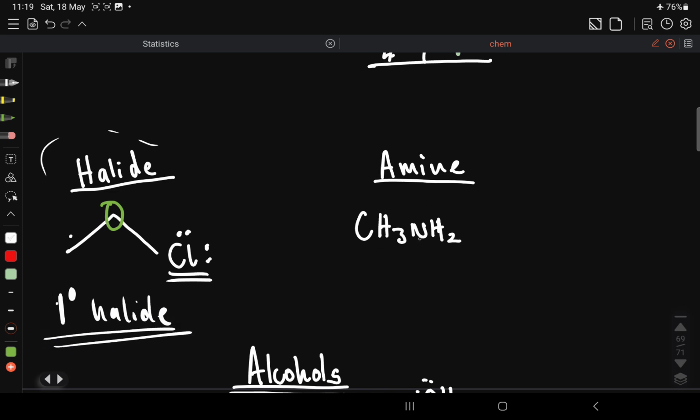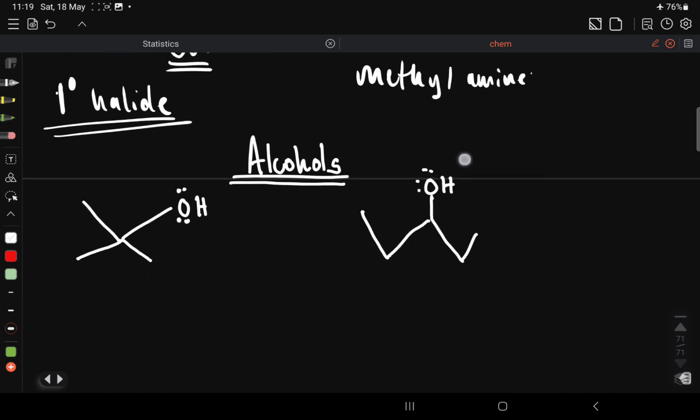Now let's go to amine. This amine, the C here, is it connected to anything else? No, there's only one carbon. It's not connected to anything. So it's going to be a methyl. So we can say this is actually methylamine. Okay? Now let's go to alcohols.